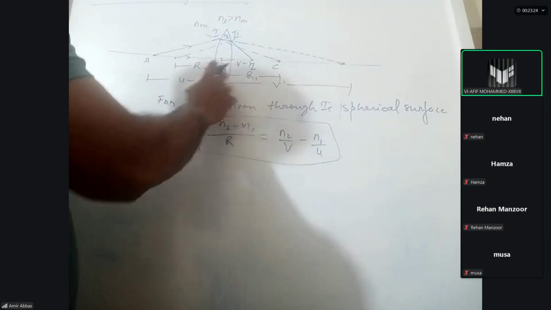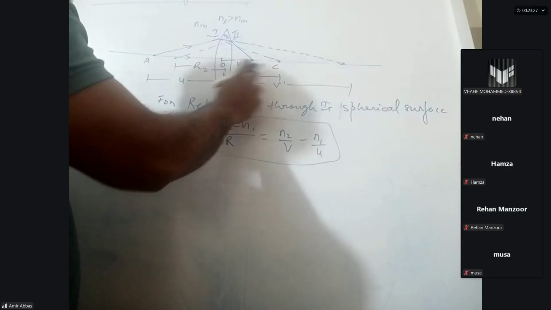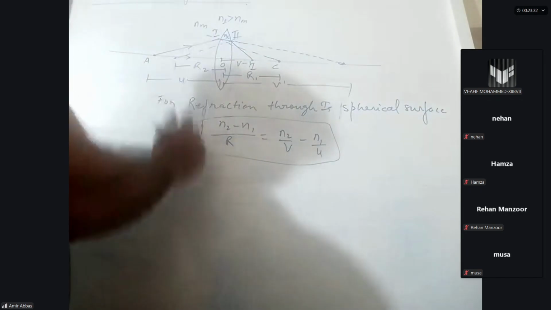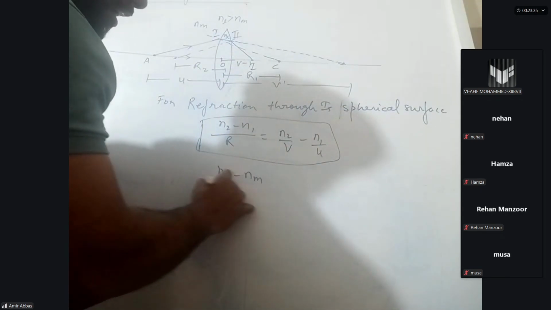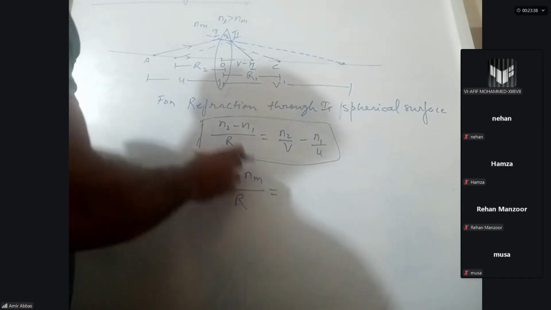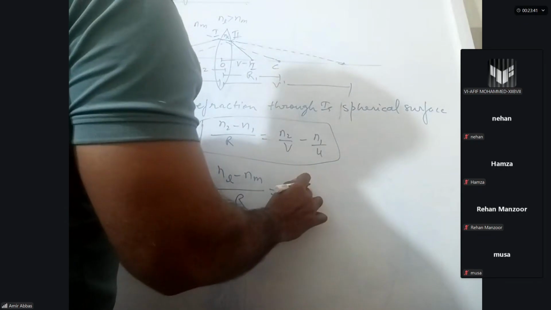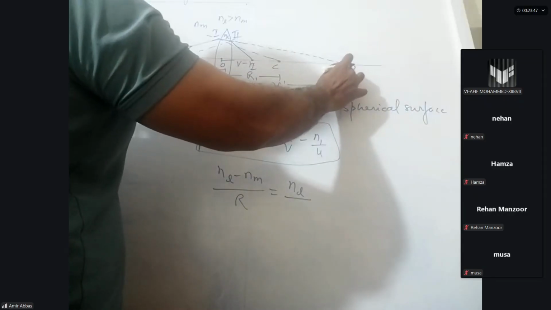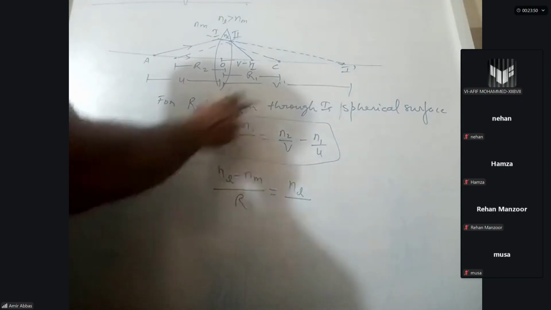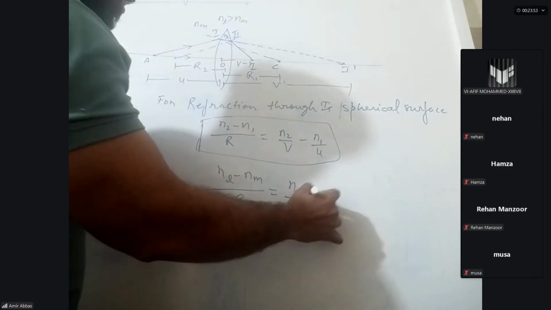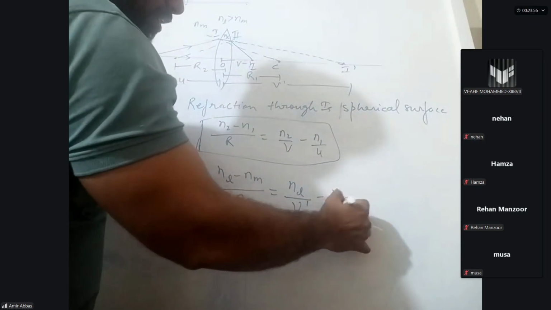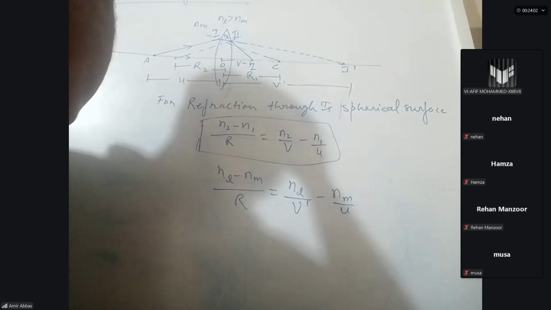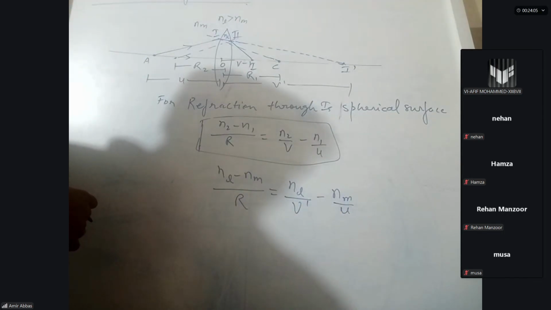No, R1, because this is the first spherical surface, and this is the radius. Light is entering from medium to lens. Then (NL minus NM) upon R1 is equal to NL upon V dash minus NM upon U, where the image for this spherical surface gets formed at this point, let us say I dash. What will be the image distance? V dash. We can write this for the first spherical surface. Have you got this, beta?